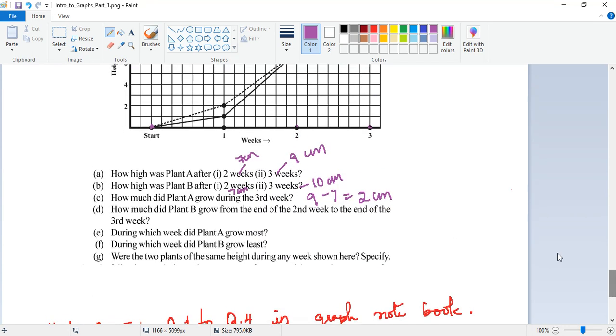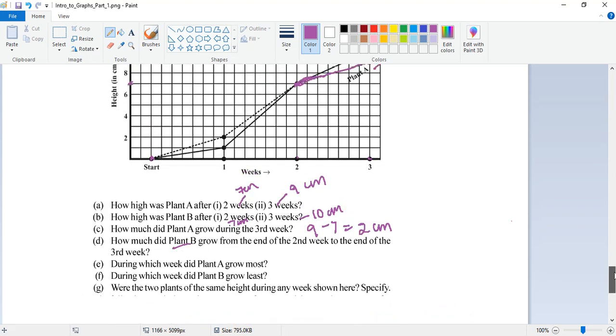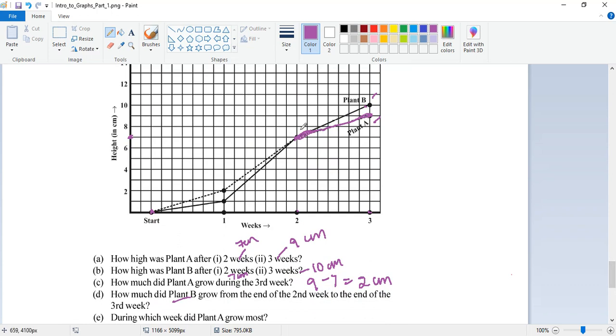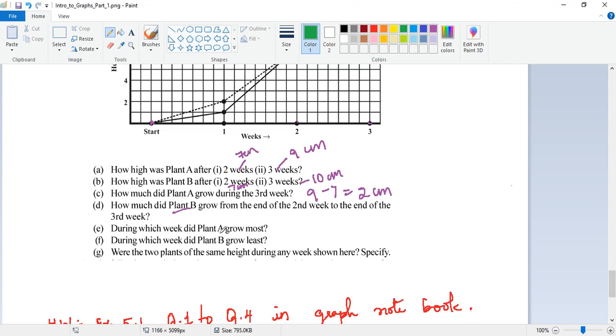How much did plant B grow from the end of the 2nd week to the end of the 3rd week? Now if you look at plant B, it is from here to here. Let me use a green pen to indicate that. This was 7 centimeter again, and this point is 10. So it has gone from 7 to 10. So again 10 minus 7, so this has grown 3 centimeter.